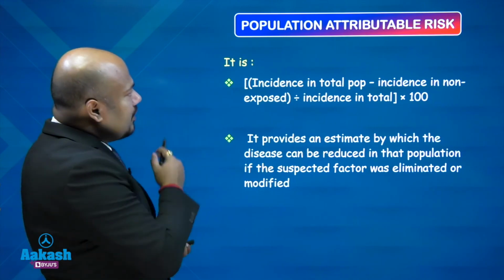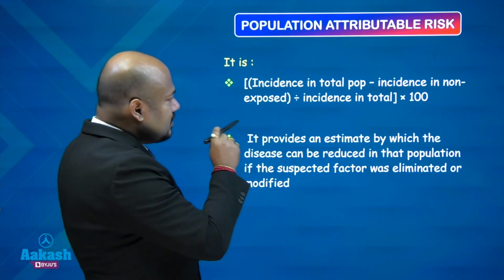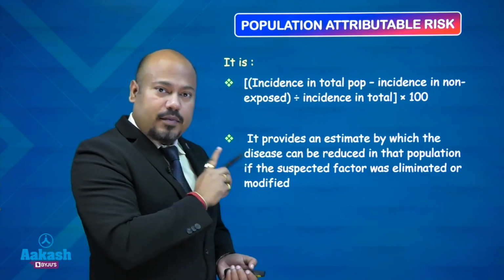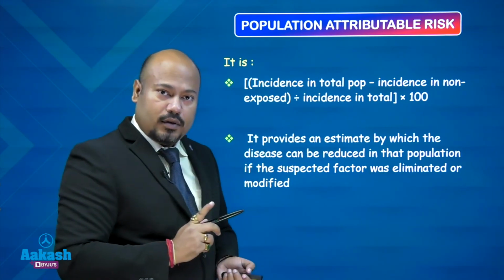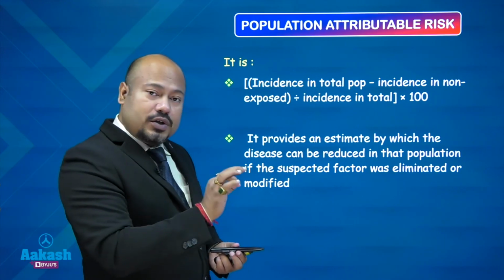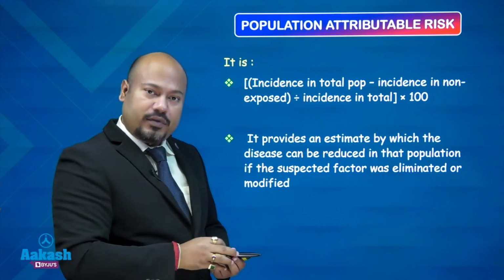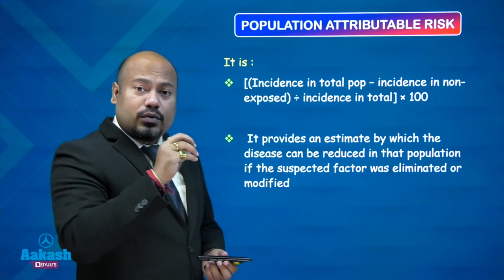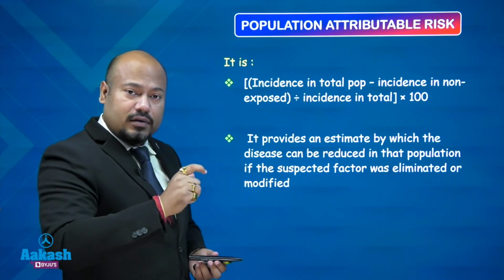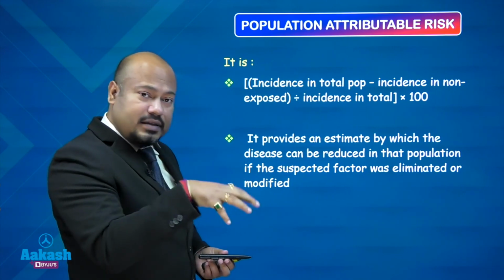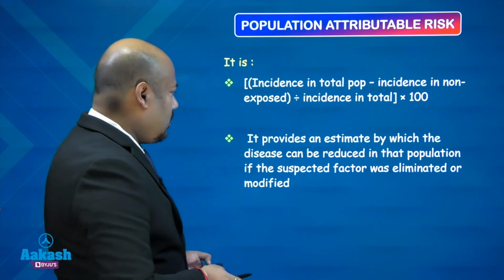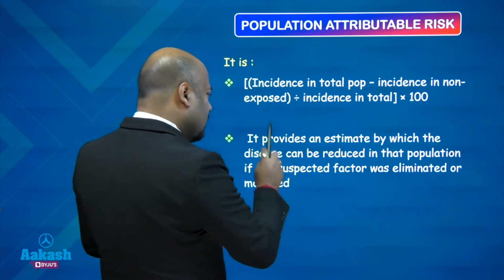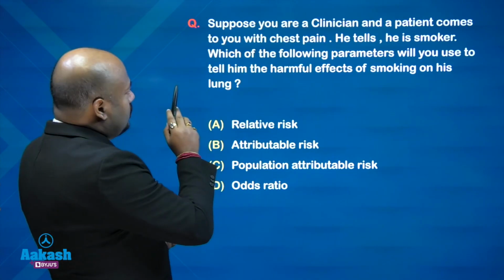Now what is the population attributable risk? It is the incidence in total population minus the incidence in non-exposed, divided by incidence in total, into 100. So how does the population attributable risk differ from the attributable risk? Population attributable risk says that if you remove a particular risk factor from the community, how much the disease incidence can be reduced. So by which the disease can be reduced in that population if the suspected factor was eliminated or modified.